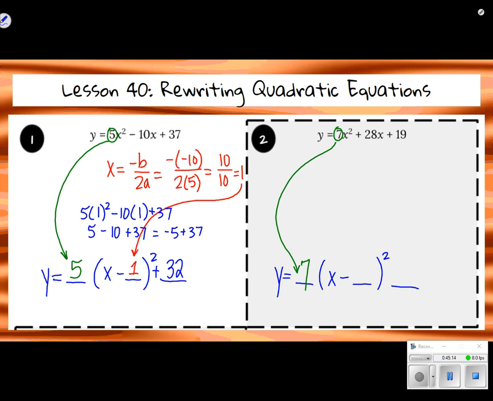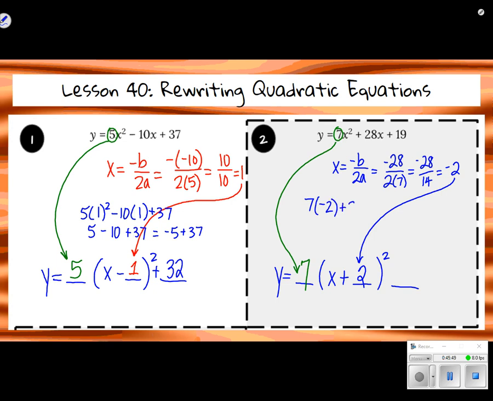All right, next up, let's find the vertex. Vertex is x equals negative b over 2a, negative 28 over 2 times 7. 2 times 7 is 14. That is negative 2. So when I go to plug a negative 2 in here, it turns into its opposite. The opposite of negative 2 is positive 2, so I'm going to change that into a plus 2. And then now I've got to plug in a negative 2 into my equation. Do a little bit of math.